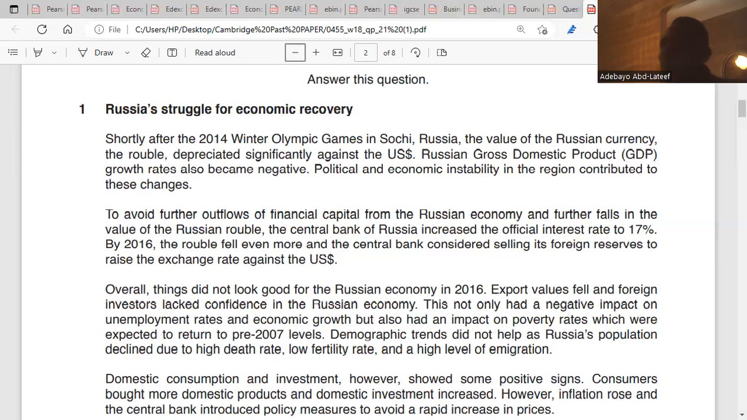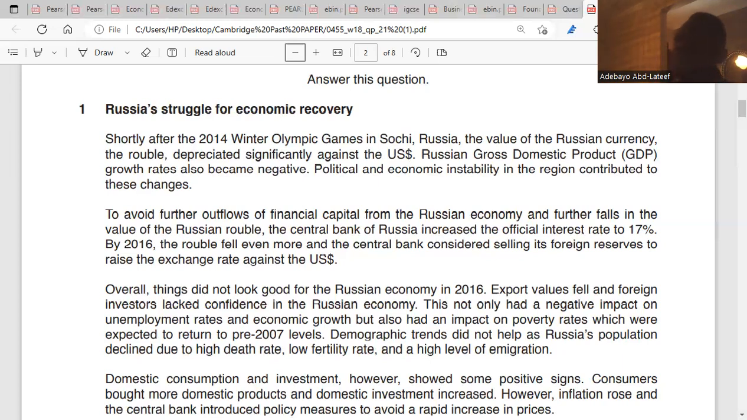So the demand for the local currency will increase, and that would add value. Because the demand has increased, the value of the currency would rise. That was the first reason. So I wrote increase in the interest rate, which I just explained. And two, it said the ruble fell even more. Then the central bank considered selling its foreign reserves to raise the exchange rate against the US dollar.